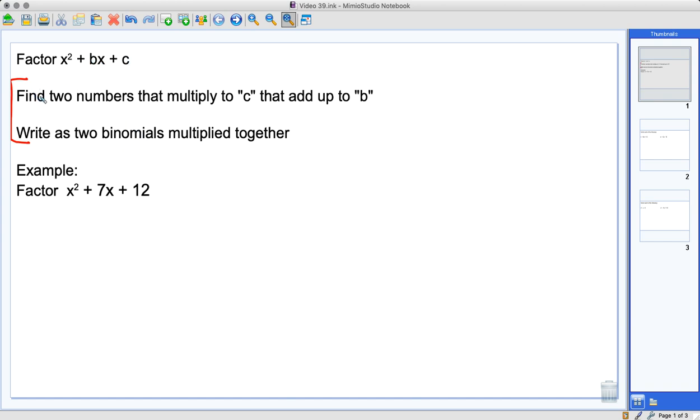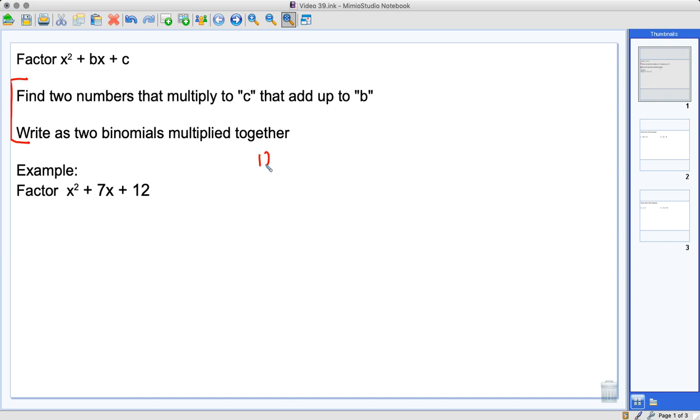What we're going to do is find two numbers that multiply to our c value, that's the constant value, and add up to our b value. For example, I'm going to look for two numbers that multiply to 12 and add up to 7.